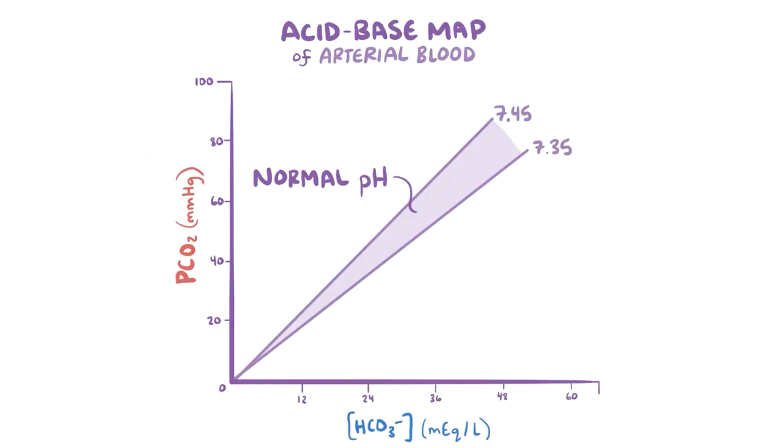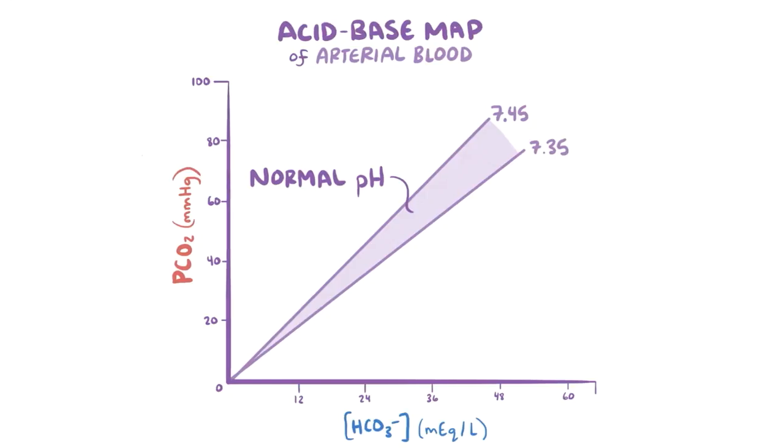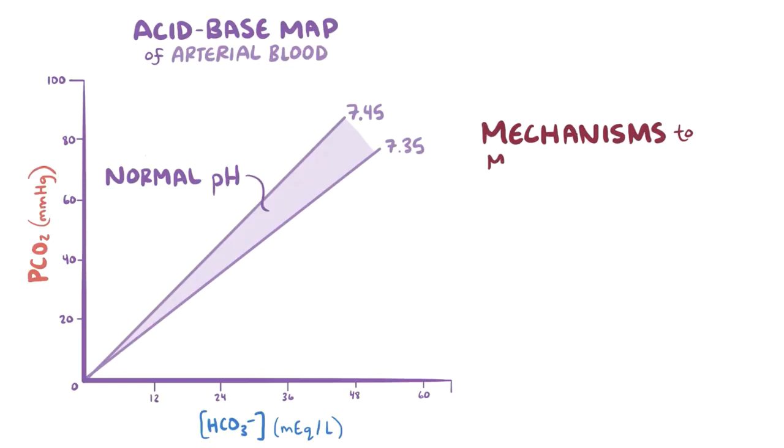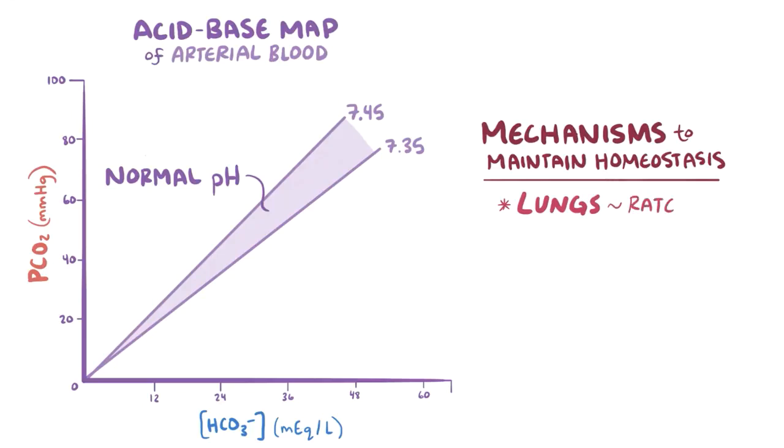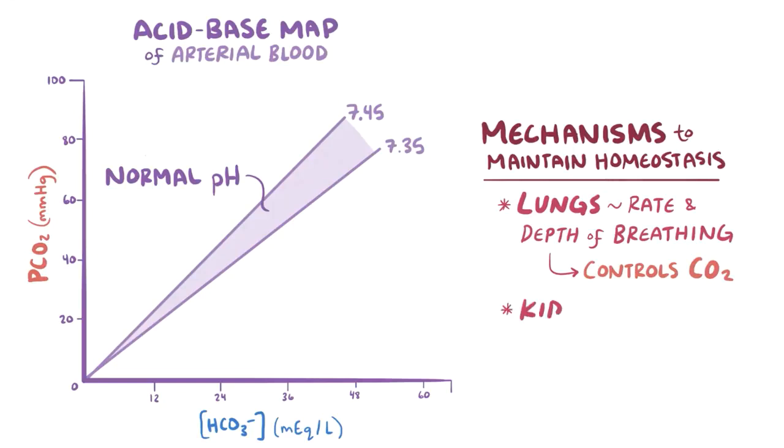Now, because it's so important for the body to stay between these lines, it's designed several mechanisms to maintain homeostasis, or balance. One mechanism involves the lungs, specifically the rate and depth of breathing, which controls the amount of carbon dioxide that's breathed out. The other mechanism involves the kidneys, which can carefully control the amount of bicarbonate that's excreted.